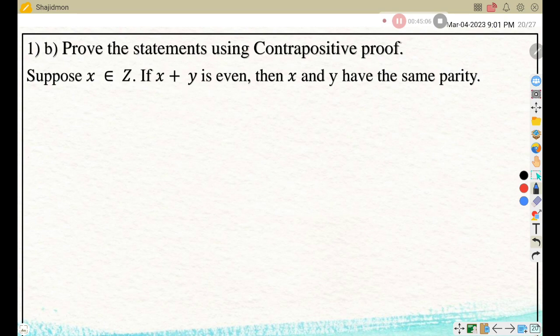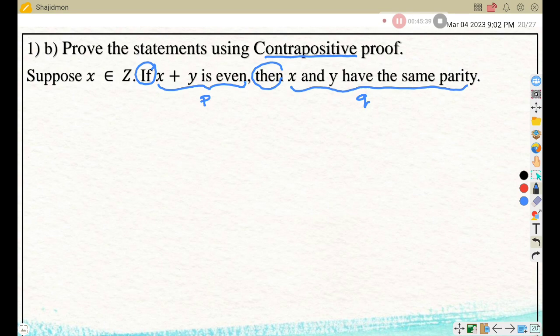Prove the statement using contraposition. Okay, prove the statement using the contrapositive or indirect method. Suppose that x belongs to Z. If x plus y is an even number, then x and y have the same parity. x and y have the same parity, that is the Q. Okay, same parity, what is the meaning? Actually, if x is even, y is also even. That is the meaning of same parity.